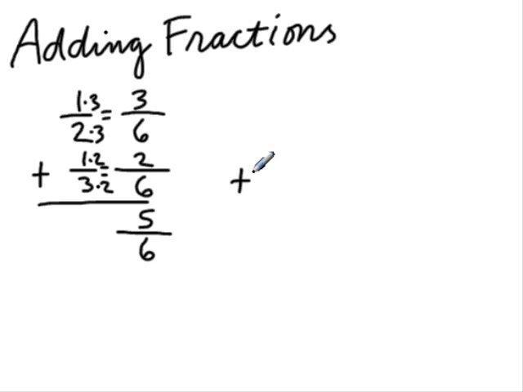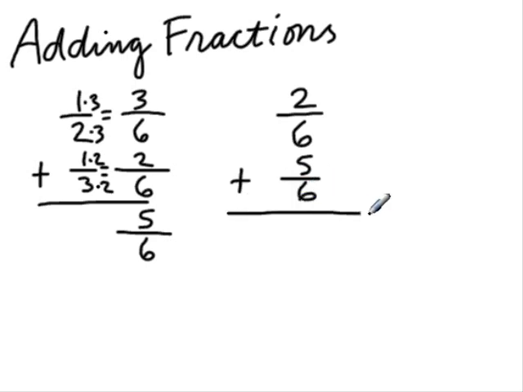Let's take another example. 2/6 plus 5/6. They're both the same kind of fraction. 2 plus 5 is 7. We have 7/6. Now we notice that the number on top, the numerator, is larger than the denominator. We call this an improper fraction. 6 goes into 7 once, and we have 1 left over, and so we wind up with 1 and 1/6.